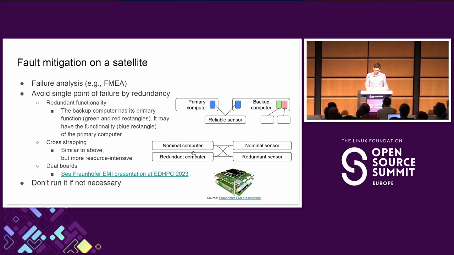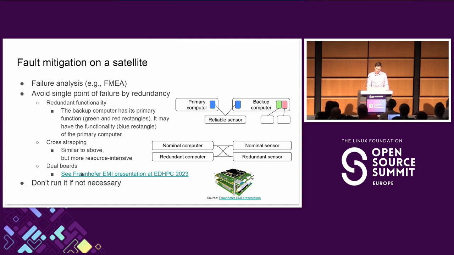If you have enough money, enough space, enough power, you can use the typical method, which is cross-strapping. I think you know it, all of you. Nominal in this terminology means that the nominal is the main computer which should do the work normally. If there is a problem, there is a redundant computer. So in cross-strapping, everything is connected. If you like cabling, this is a way to go. So, yeah. But it's not usually the case for CubeSats.